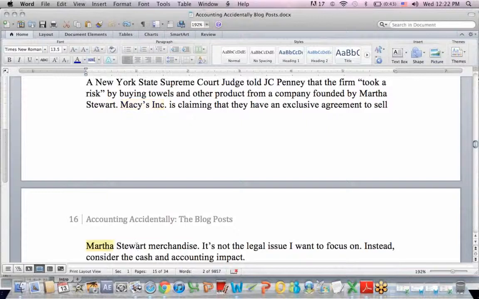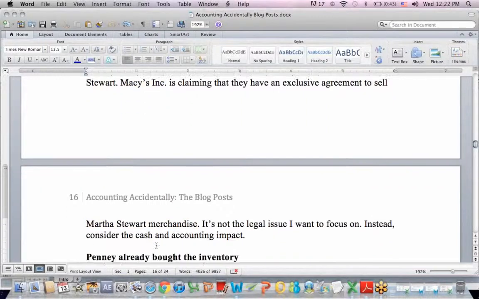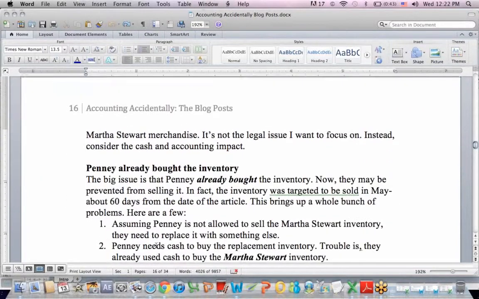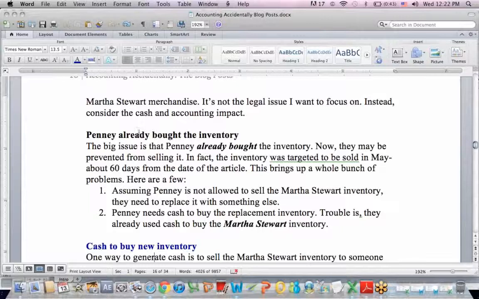Now, there's a legal issue here, and that's not the point I want to focus on. I want to focus on the cash and the accounting impact. If J.C. Penney bought a product and stocked it, and now they can't sell it. So let's consider that J.C. Penney already bought the inventory, and they might be prevented from selling it.